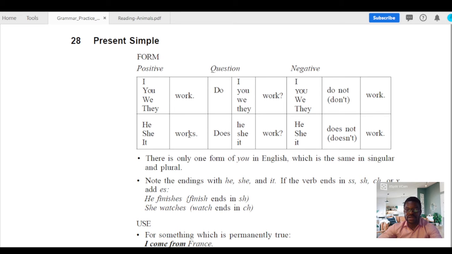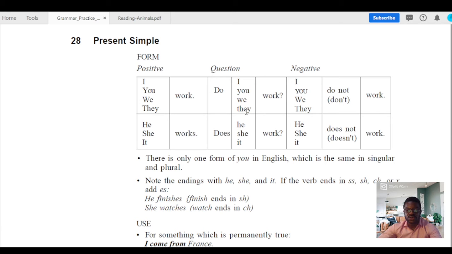So now, if it is a question, you start the question with what? Do. Do I work at Kamai Star International School? Do you work at, and so on? Do we work? You can change the verb. Do we study English? Do we play in class?